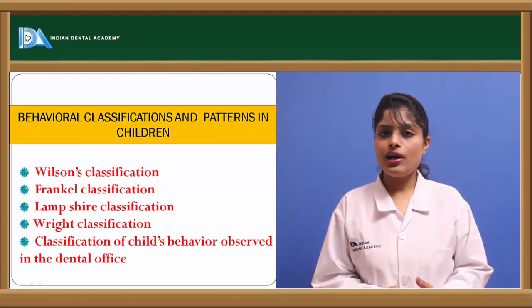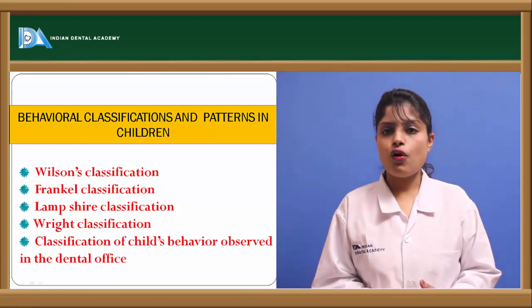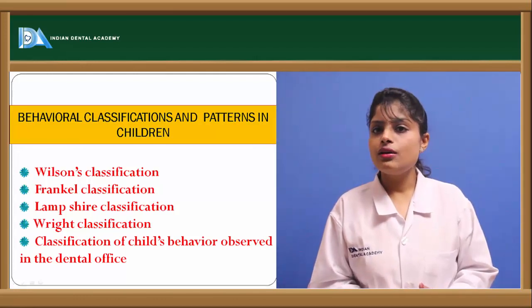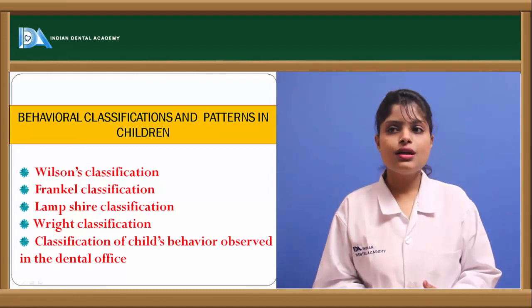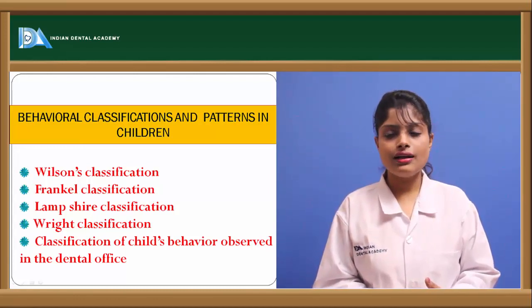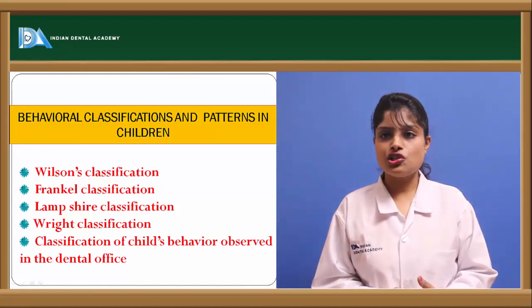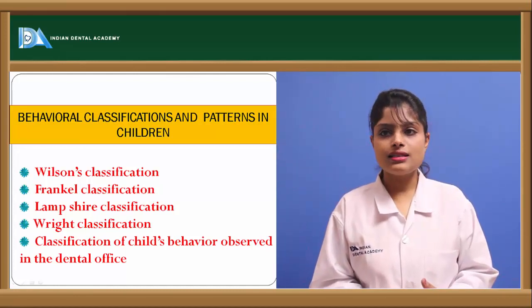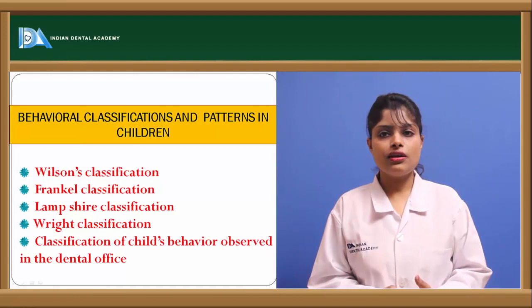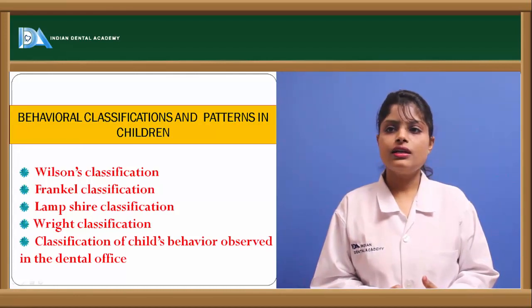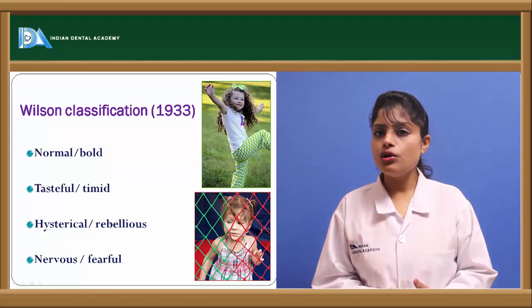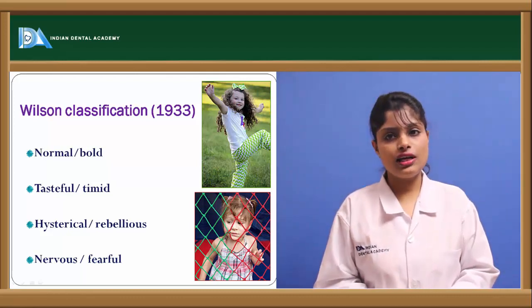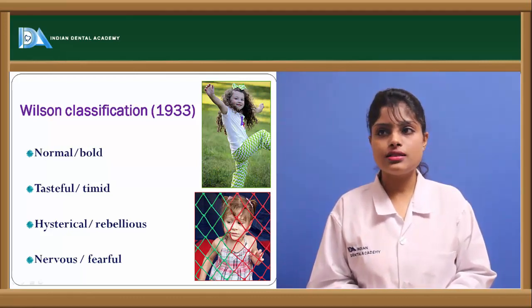So now there are various classifications for the behavior of a child which is observed in a dental clinic. They are as follows: Wilson's classification, Frankel's classification, Lampshire's classification, Wright's classification, and classification of child's behavior in a dental office. So coming over to one of the most primitive and oldest classifications, which was given by Dr. Wilson in the year 1933.